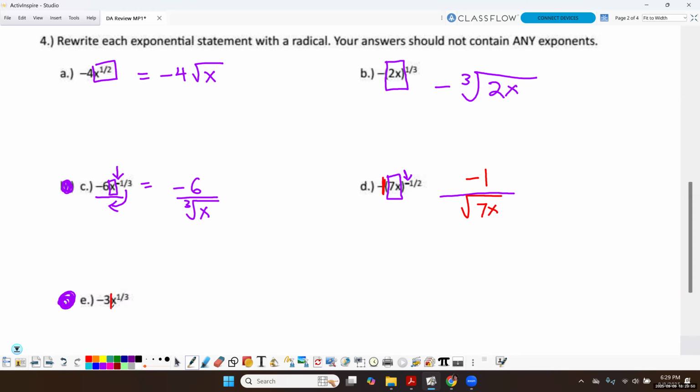Letter E, the 1/3 is just on the x. So we have -3 times the third root of x.